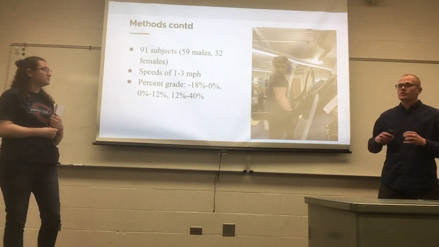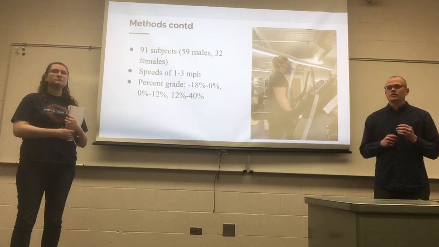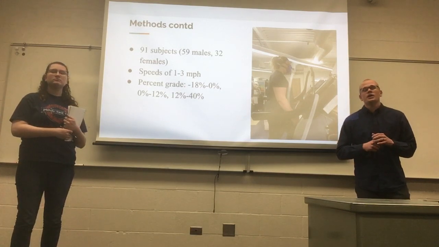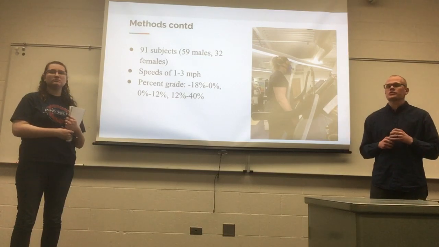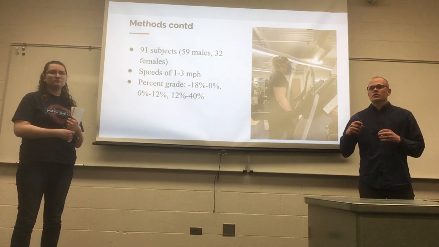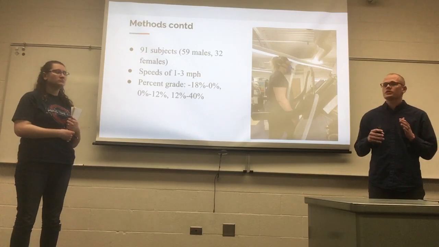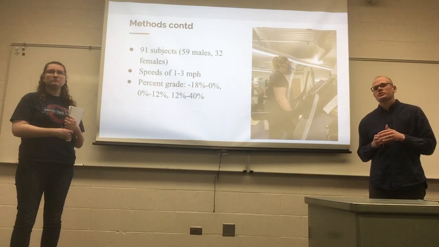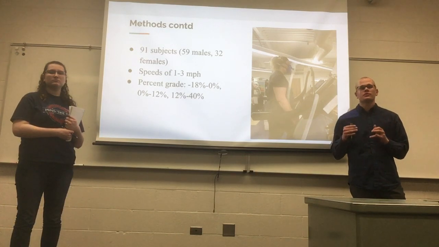The second data set that we collected was labeled as the validation data set, and it consisted of 91 subjects, this time both male and females, and each subject walked on the treadmill at speeds ranging from 1 to 3 miles per hour, and each subject walked in 3 different percent grade categories. The first category was negative 18% to 0%, then 0% to 12%, then 12% to positive 40% grade.